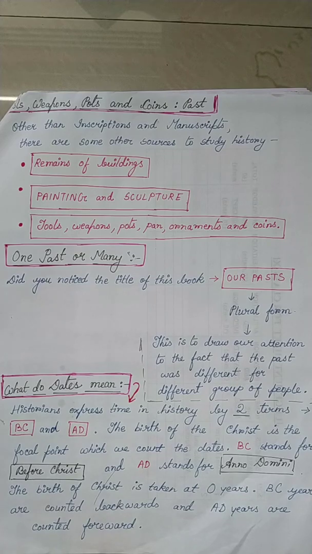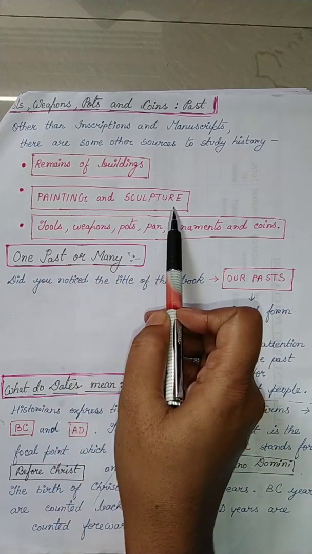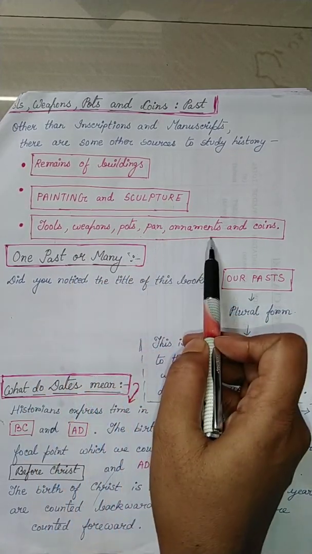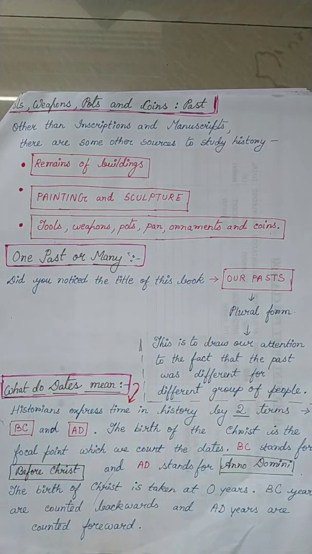There are some other sources also except inscriptions and manuscripts. What are they? They are remains of buildings, paintings and sculptures, tools, weapons, pots, pans, ornaments and coins. These all are also major sources which tell us about our history, about our past.